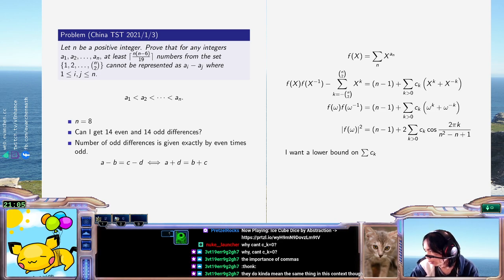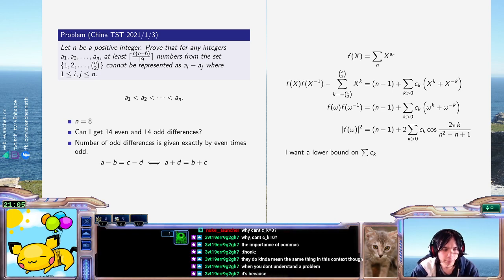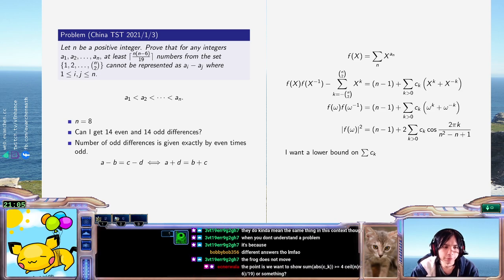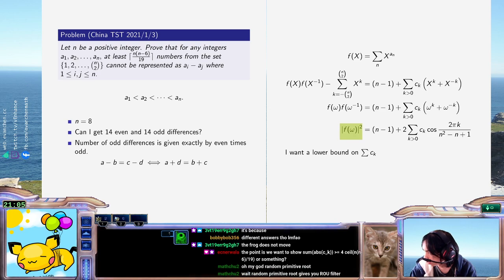Do I take a random... Can I take a random root of unity? Like a random primitive root? Because the absolute value will change if I change which root I take, right? And I don't really care about this because I'm going to bound cosine by 1 is the plan. So is it the case that if I randomly sample across the roots of unity, then this thing will not be too large?